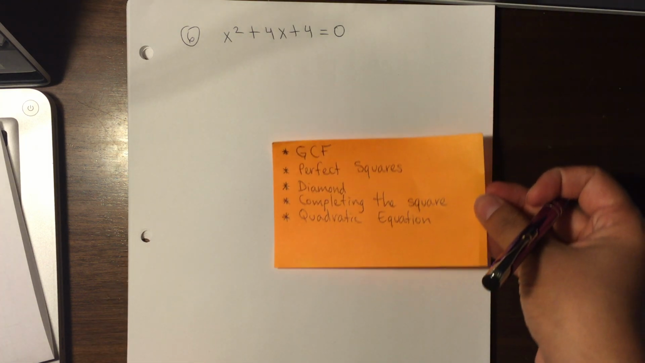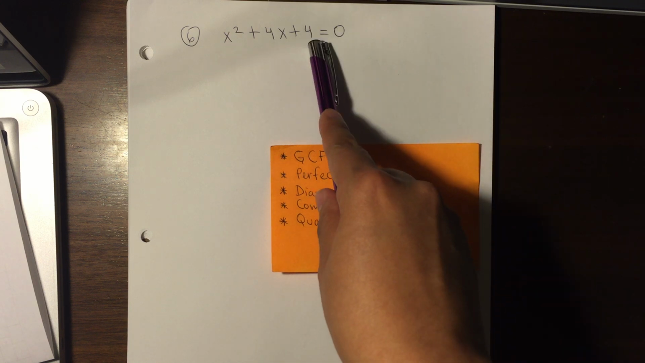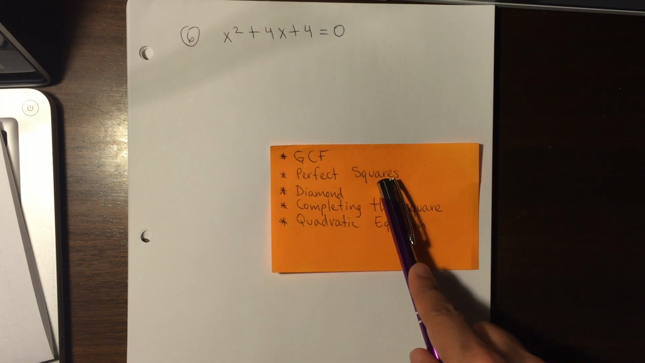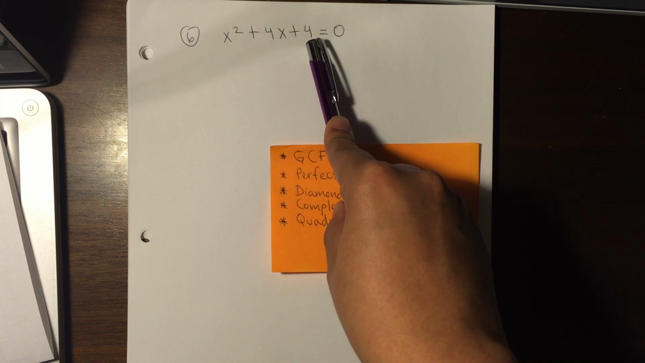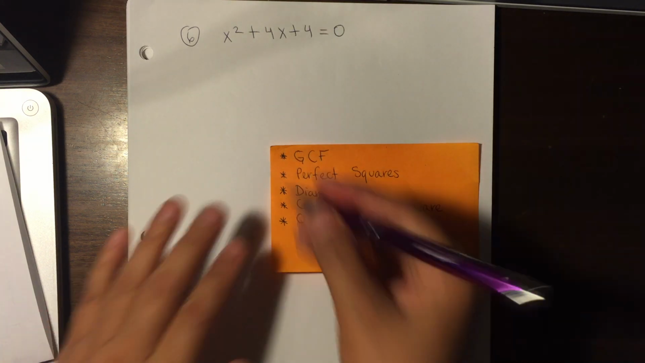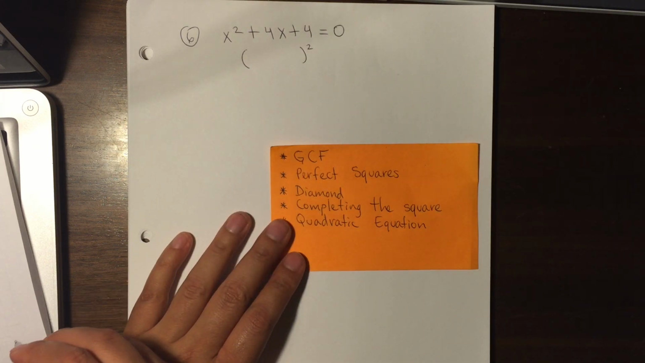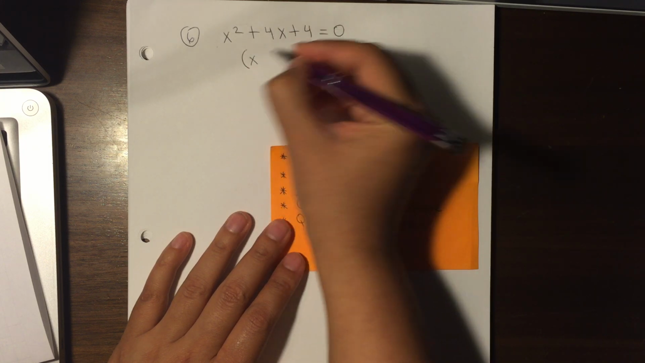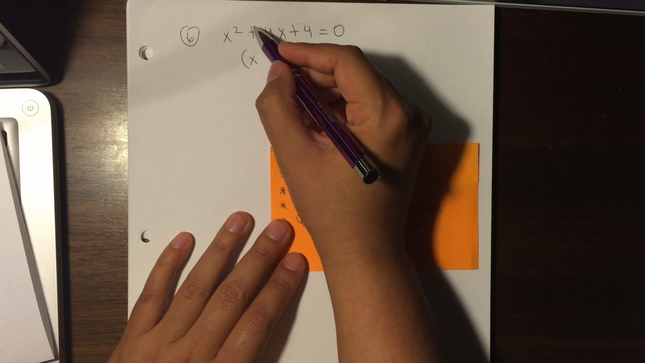Now let's check this again. Does it have greatest common factor? No, it looks like the 4 is for this too, but I don't have a multiple of 4 in here. Does it have perfect square, perfect square? Perfect square, perfect square. Now, is the square root of this one half of that? Yes, so that passes the test. And so that means that this is going to be a perfect square like this. And so what I need to do is take the square root of the first one, take the square root of the second one, which is 2, and the sign of the middle one.